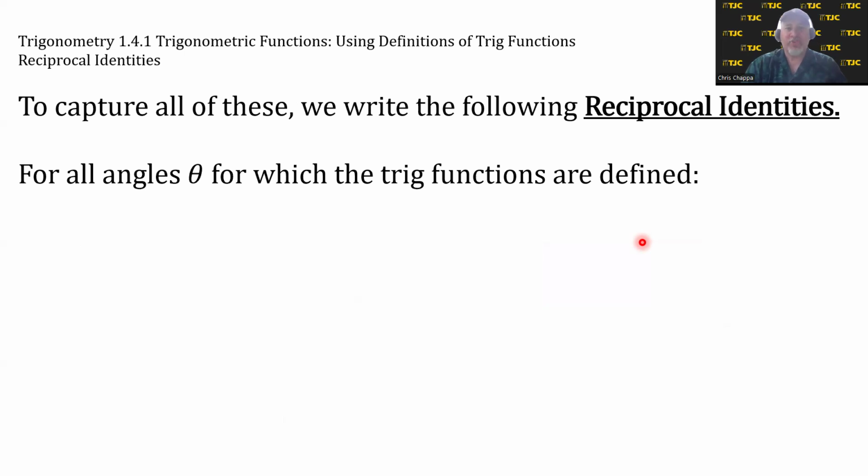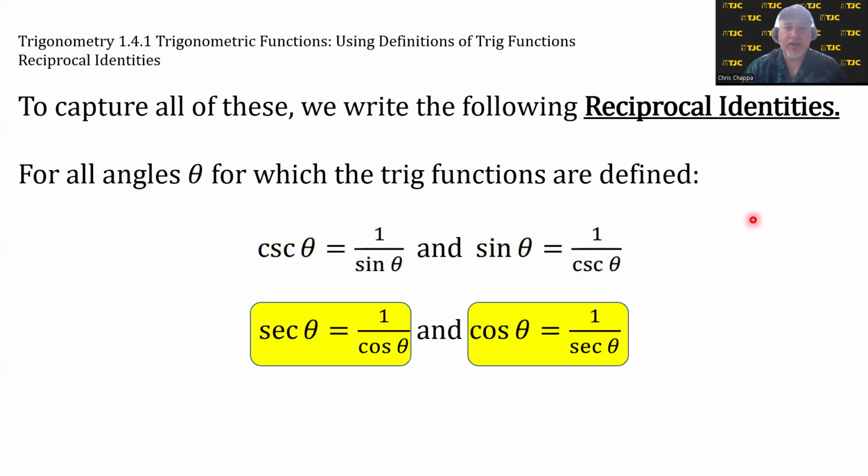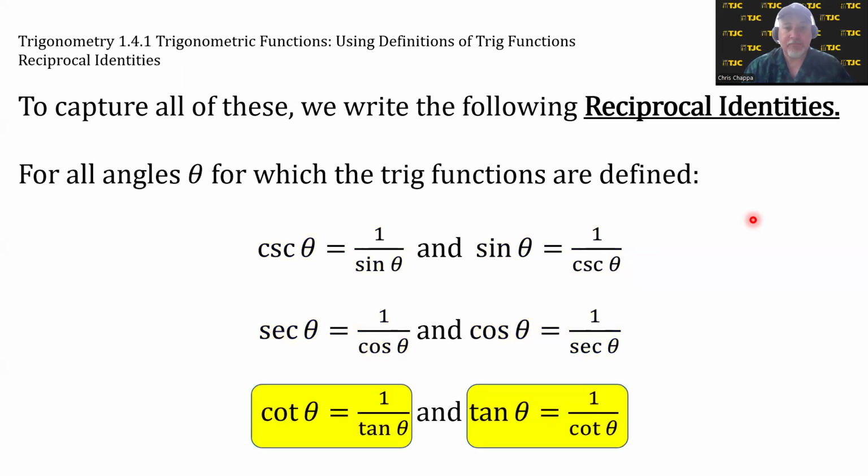For all angles theta for which the trig functions are defined, cosecant of theta equals 1 over sine theta, and sine theta equals 1 over cosecant theta. Secant of theta equals 1 over cosine of theta, and cosine of theta equals 1 over secant theta. Cotangent theta equals 1 over tangent theta, and tangent theta equals 1 over cotangent theta.